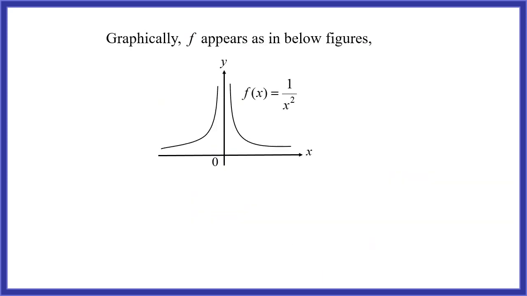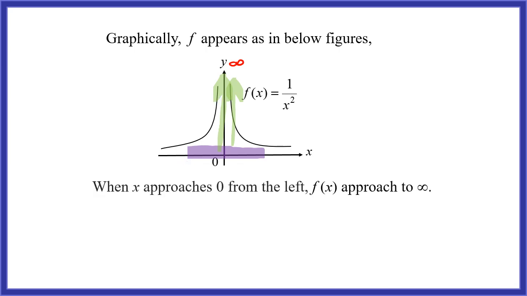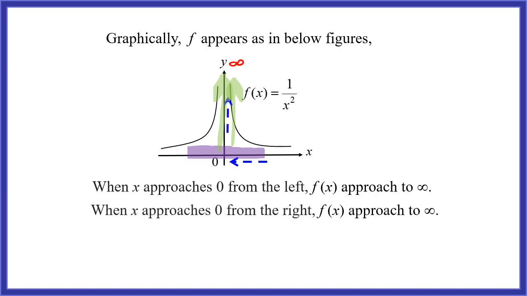Graphically, f appears as in the figure below. So we can see the graph. As x approaches 0 from the left side and from the right side, the value of y is all going to infinity, going up the y axis, which we can assume is infinity around here. When x approaches 0 from the left, f(x) approaches infinity, and when x approaches 0 from the right, f(x) approaches infinity. We can conclude that the limit of 1 over x squared as x approaches 0 is infinity.